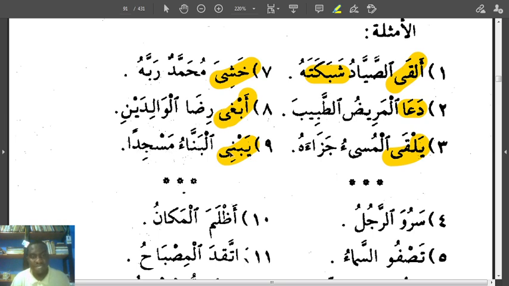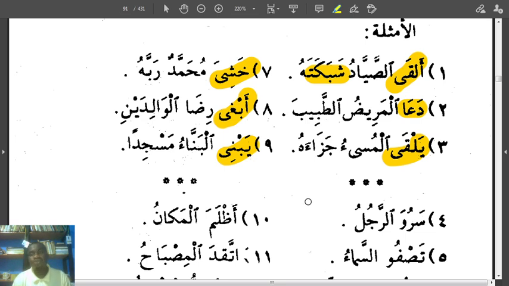Yabni al-banna'u masjidan. The builder, al-banna'u, is the one who builds. You can see the similarity between bana and banna'u. So bana bimana, to build, banna'u, the one who is building. So a builder is called banna'u. The builder is building masjidan, he's building a mosque.